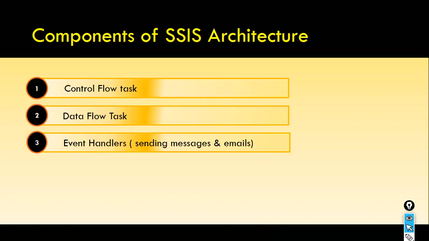And the next one is the event handlers, using which we can send messages or emails. For example, if any job fails, this feature helps us automatically schedule an email to the group of people in your organization, so that they can take quick action to fix that error. Sending emails or messages, we do it using event handlers. It also provides the scope of variables and includes control flow optional data in it.